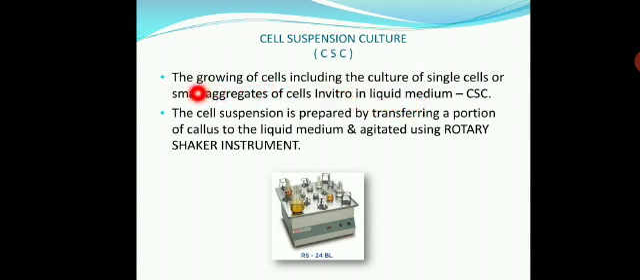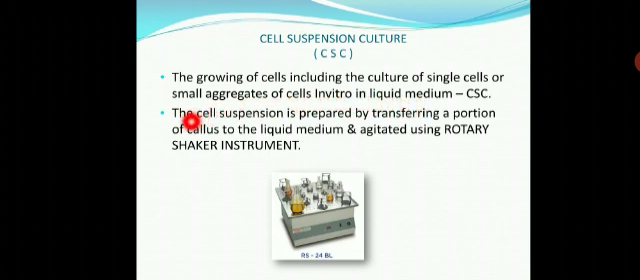Simply I said growing of cells. For that, we want to select a single cell or a group of cells. Small aggregate means a group of cells, especially in laboratory condition. We want to use the MS medium as a liquid medium without agar. That is called a cell suspension culture.